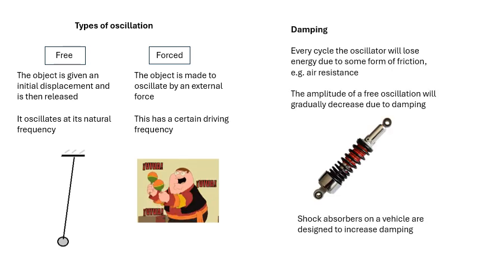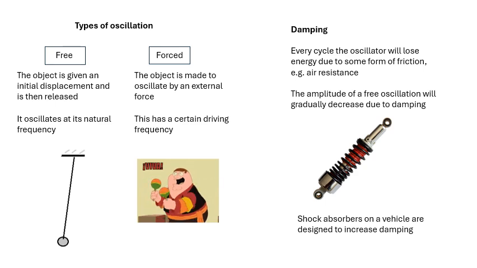I'm also going to mention damping now. Now, damping is the oscillator, every cycle, losing a little bit of energy due to friction. For example, the pendulum will lose a little bit of energy every cycle due to air resistance, and this is called damping. So a free oscillation doesn't last forever in real life. The amplitude will get smaller and smaller because every cycle you lose a little bit of energy due to some kind of friction. You can actually increase the amount of damping if you don't want these oscillations happening.